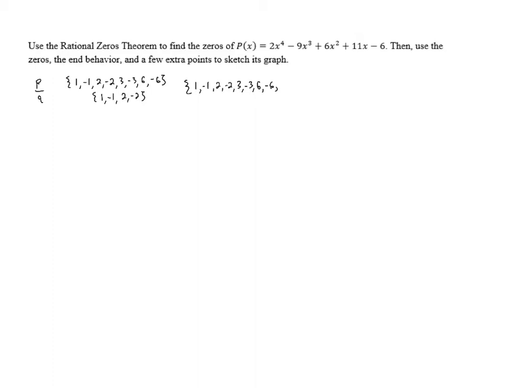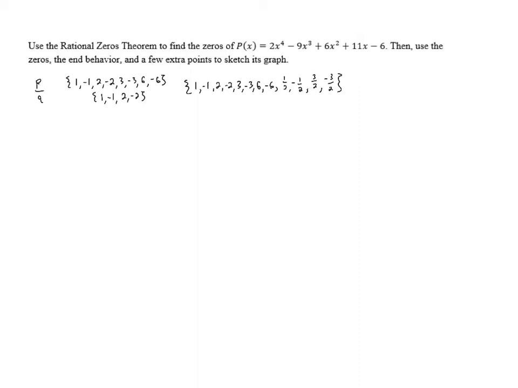And if we divide them by 2, it gives us 1 half, negative 1 half. 2 halves and negative 2 halves we don't need to do because we already have 1 and negative 1, which is what we get when we divide them by 2. And so then we've got 3 halves and negative 3 halves. And again, 6 halves and negative 6 halves are just 3 and negative 3, which we already have. So this is our list of potential rational zeros, which is much larger than the list we had for the last problem.